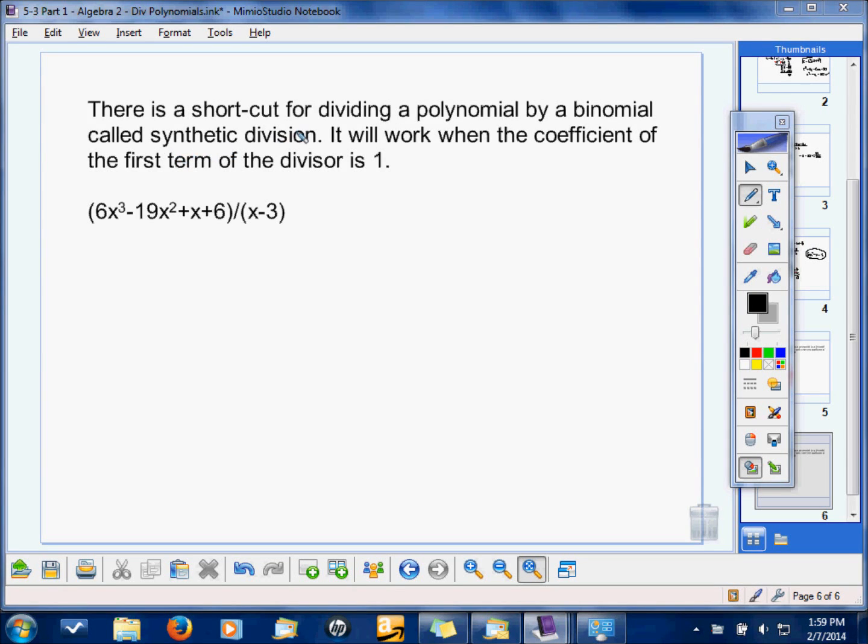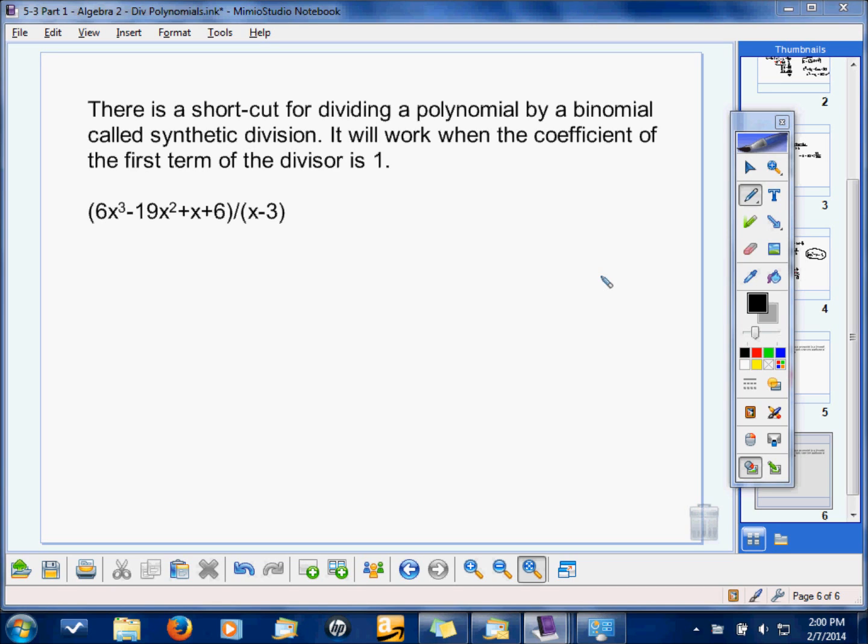Work today on the shortcut for dividing a polynomial by a binomial. It only works if you have a polynomial and a binomial. The divisor has to be a binomial, or we can't do this method. Also, the coefficient of this binomial has to be 1. I will show you a trick to make it 1 if it's not 1.